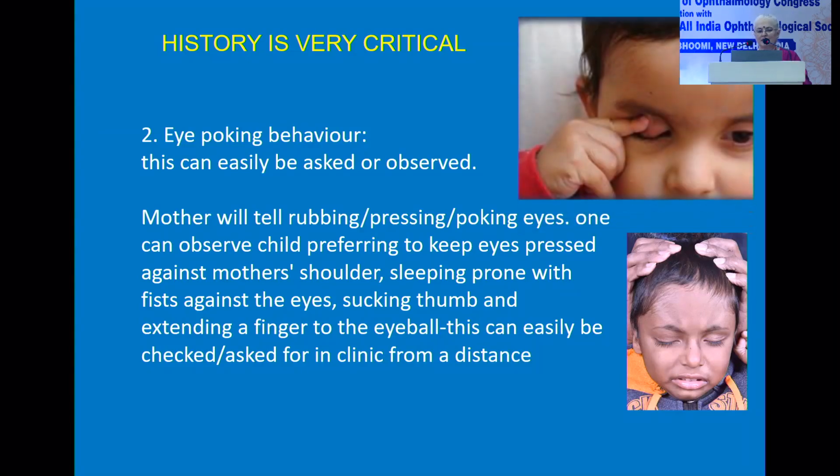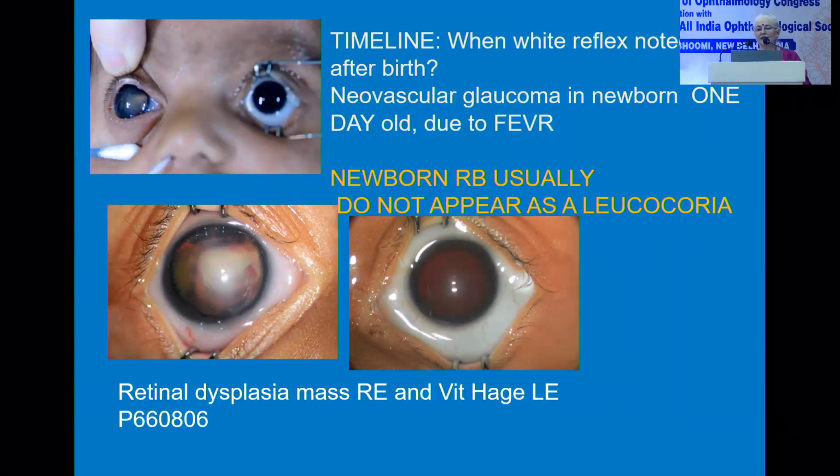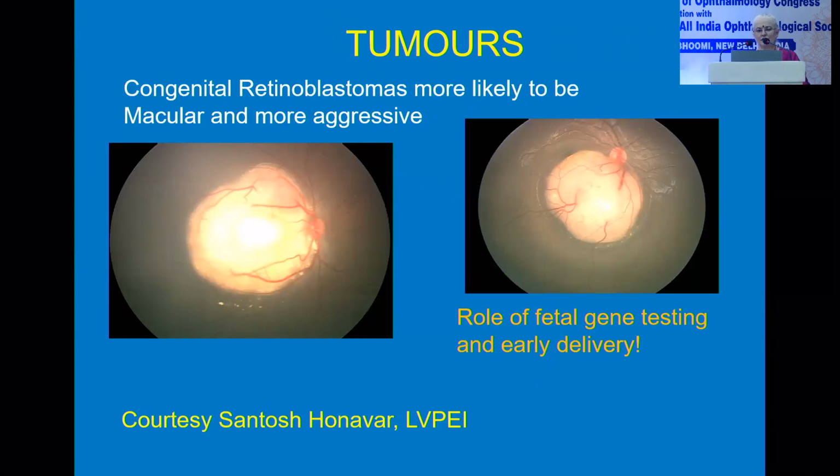Okay, you can see here. They will tell that the child is not opening the eyes. Then, as I said, the timeline: when was it noticed? Congenital retinoblastoma almost always is a macular lesion or a close to posterior pole lesion. It is not a leukocoria, which happens in ROP and FEVR. The leukocoria of retinoblastoma usually will happen after 6 months of age.